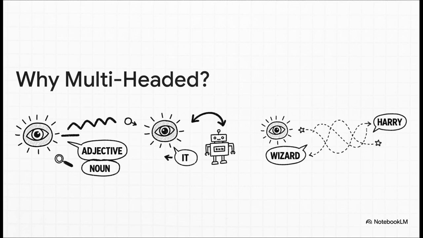Well, because each head can learn to be a specialist. One head might get really good at linking adjectives to nouns, just like the one we saw, but another head might focus on figuring out what a pronoun like it or he is referring to. A third might learn to connect words that are conceptually related, even if they're super far apart in a long document, like spotting that the word wizard and the name Harry probably have something to do with each other.